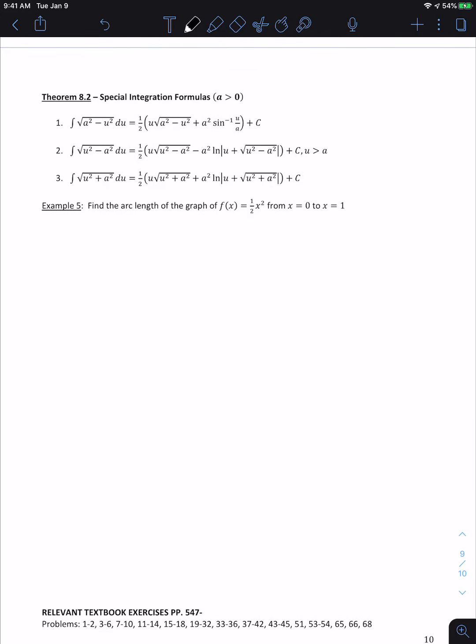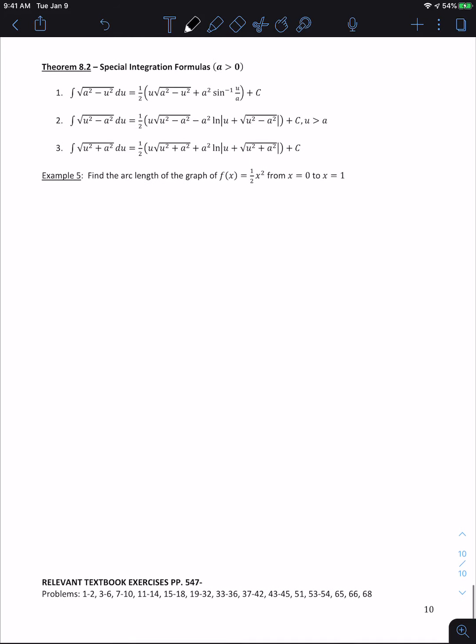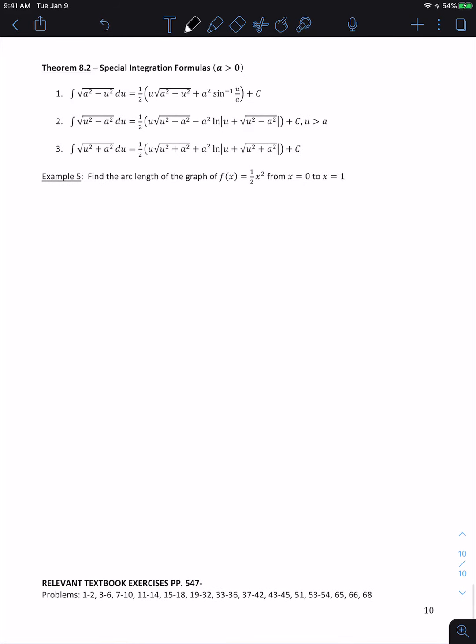Okay, special integration formulas. So we've done all this work for trig substitutions, but if you were to do them over and over again, here's the formulas you would get. So if I ask you on an exam or on a quiz to do a trig substitution problem, you must do all the steps we did earlier, right? But for example, if I have like an application of it, like this arc length problem, you could use one of these formulas so you don't have to do all that work for a trig substitution.